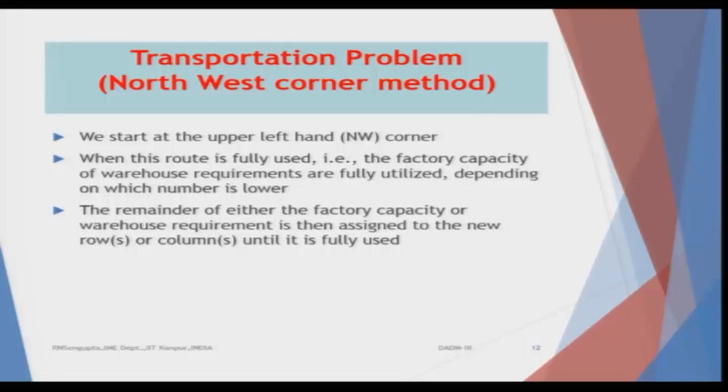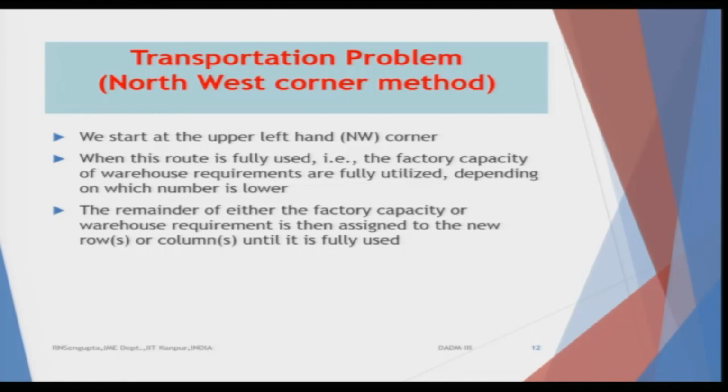But if there are spillovers, in the case that the origin has some extra goods to be transported or the destination has some extra goods to be transported. One is from where you are going to transport, the origin, and where you are going to send is the destination. If there are some spillovers left, you will follow the rules of trying to minimize the cost accordingly. So, it reads the second point: when this route is fully used, that is, the factory capacity or the warehouse requirements are fully utilized, depending on which number is lower, you will exhaust that and move on.